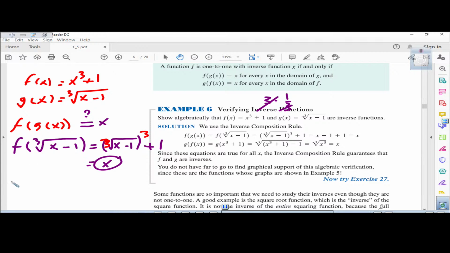Good. Now let's do the other way. Don't be satisfied with one direction. There has to be both directions. Now we have to test the other side, which is g of f of x, to see if that is going to equal x. We're not sure. Okay, let's do it.